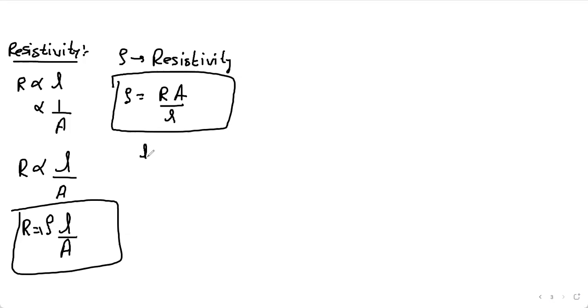If I fix the length of the conductor to be 1 meter and area of cross section to be 1 meter square, then rho will be equal to R. This is how we define resistivity.